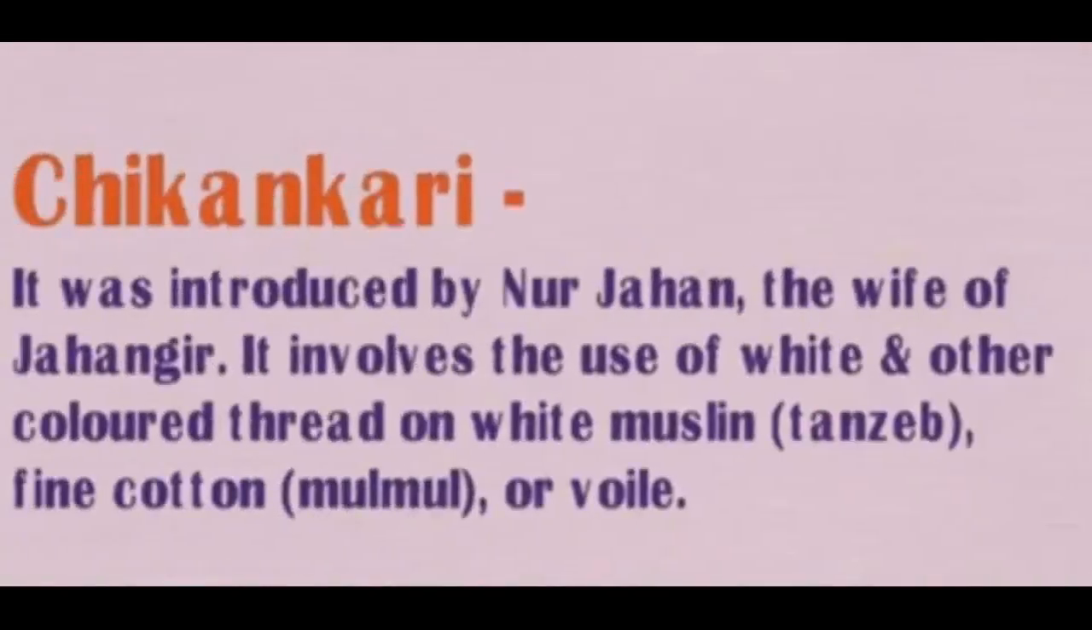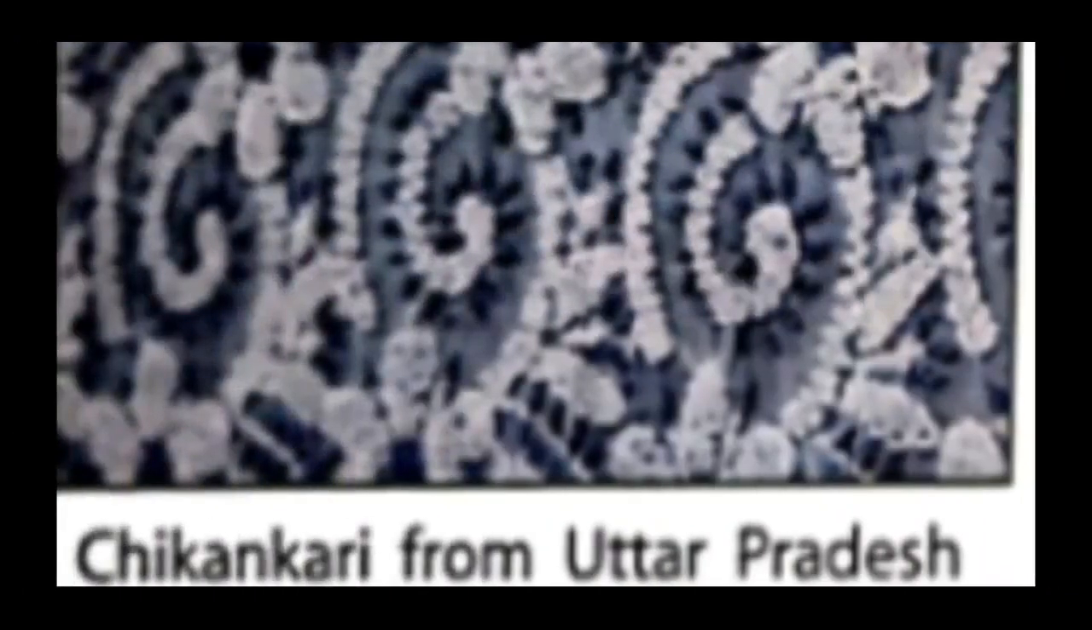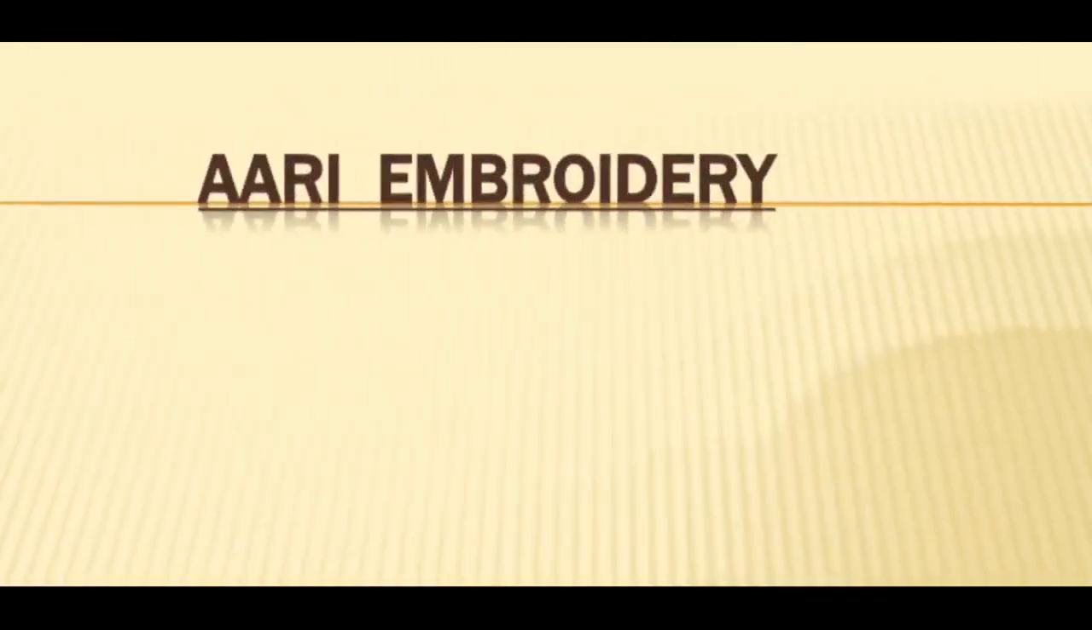Next is chikankari embroidery. It was introduced by Noor Jahan. You know about Noor Jahan, the wife of Jahangir. It involves the use of white and other colored thread on white muslin, fine cotton. This is the chikankari work. Chikankari is famous in Uttar Pradesh.